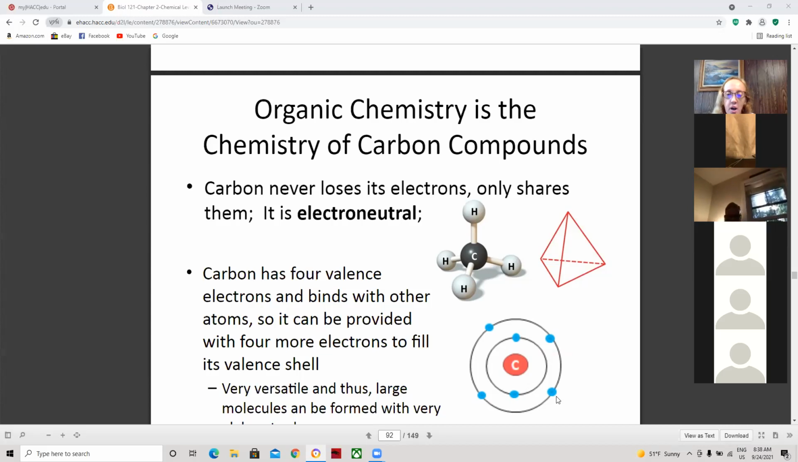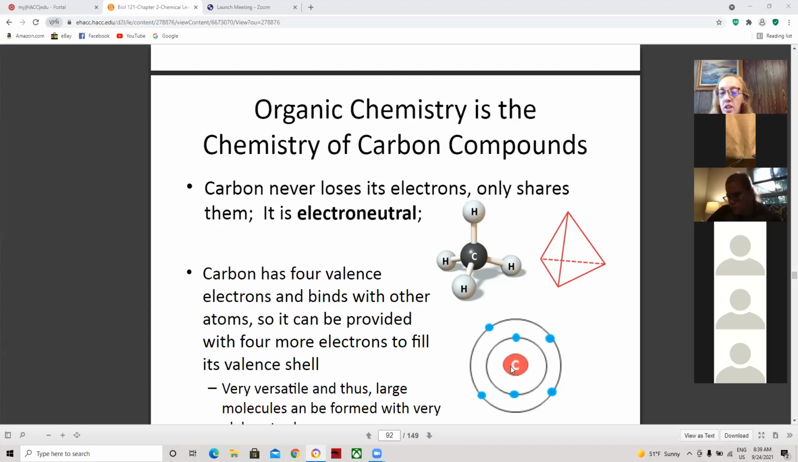And is that because each carbon atom, for instance, can form 4 different chemical bonds, sharing them with other atoms? Well, they can only form covalent bonds. And the major reason it's considered a neutral atom is because it doesn't lose its electrons and it can only share them. So it has no ability to ionize.